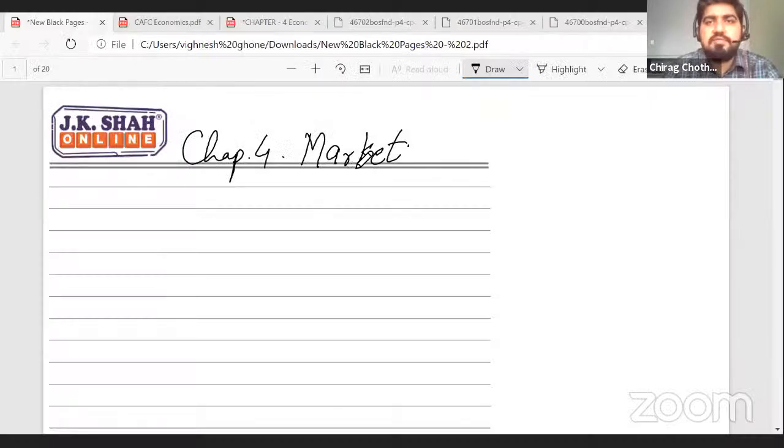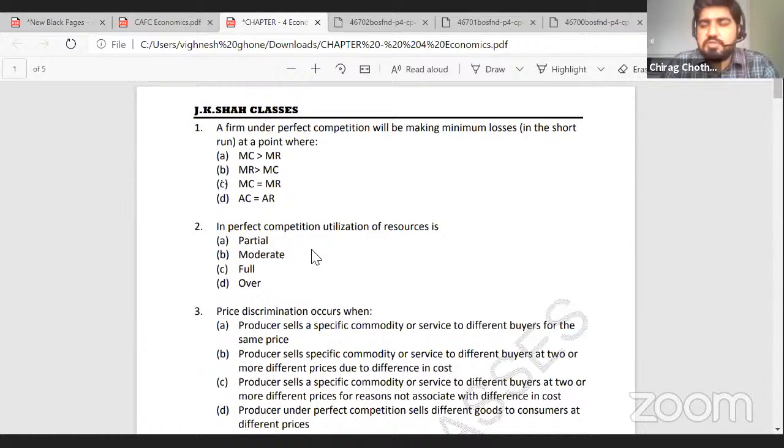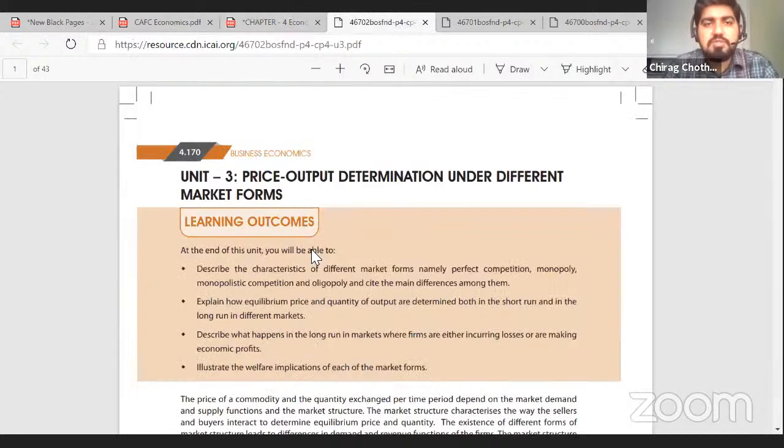Here we have chapter number 4, market, that we are going to understand. Market and revenue will be the short form that I generally use for this chapter. First we will understand price determination in different markets, then we will solve the MCQs. What we have been doing is first learning the entire chapter and then going on with the MCQs. That is the schedule we follow for economics revision. Today also we are going to do the same thing. So let's begin.